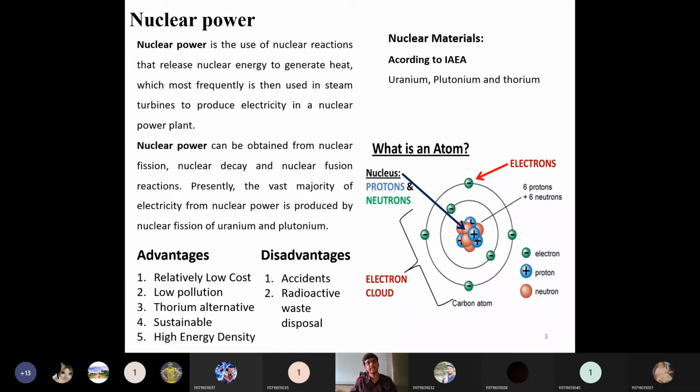Then what are the advantages? Why should we generate electricity using nuclear power, and what is the role of nuclear energy in our electricity? We will discuss that here. The advantages: the cost will be relatively low compared to conventional sources of electricity generation. Then low pollution, since we operate all nuclear power plants in a controlled environment, so the pollution will be very low. And thorium as an alternative.